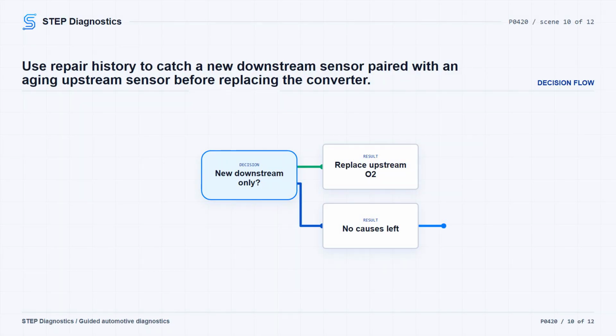Before making the final converter call, review the vehicle repair history. A new downstream O2 sensor used with an aging upstream O2 sensor may cause this DTC to set. If the downstream O2 sensor was replaced without replacing the upstream O2 sensor, replace the upstream O2 sensor, then verify the repair and confirm the code stays gone. If that is not the case, and the previous checks left no possible causes remaining, replace the catalytic converter, and then run the final verification.